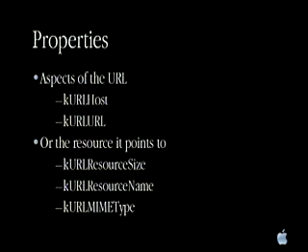For properties, you can get the URL host or the URL actually passed in. Or you can get the resources it points to, meaning on the way back you can check to see what the size was of the resource that was downloaded, or the resource name on the way down, which might have been specified by use of the URL itself, or you could have specified it through the file spec. Also the MIME type that it ended up mapping to.